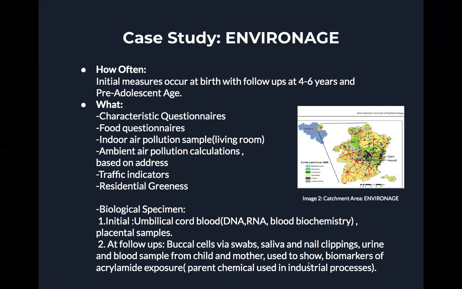At the initial measurement, they took umbilical cord blood to get DNA, RNA, and blood chemistry, as well as placental samples from the mother's side. At the follow-ups of 4, 6, and pre-adolescent, they took buccal cell swabs, saliva, and nail clippings, as well as, if the mother consented, urine and blood samples. And these were used to show biomarkers of acrylamide, and this is basically a parent chemical to other chemicals used in industrial processes, highly found in processed foods.